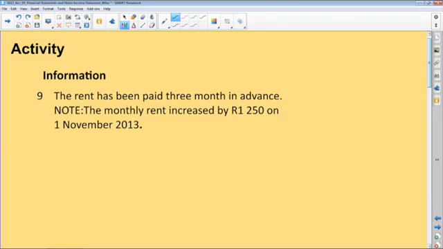Right, it says here, the rent has been paid 3 months in advance. Okay, so already you know that you're dealing with income, or in this case, rent paid. We have paid rent in advance for 3 months. Keep in mind that your financial year is 12 months. The monthly rent was increased by 1,250 on the 1st of November 2013. Right. How do you go about answering an adjustment of this nature?